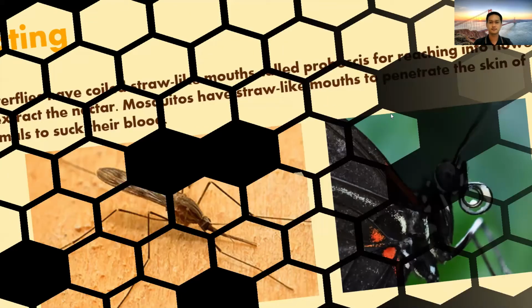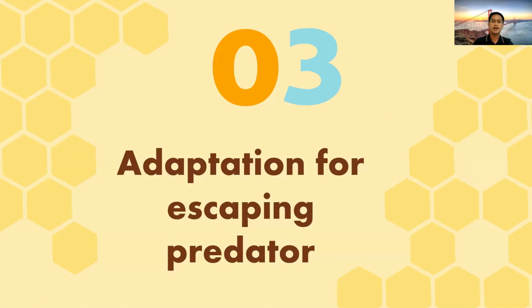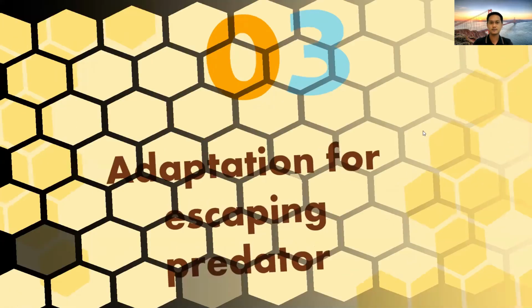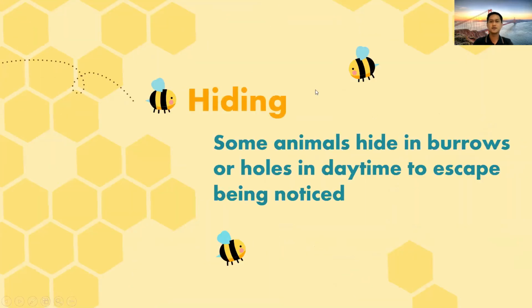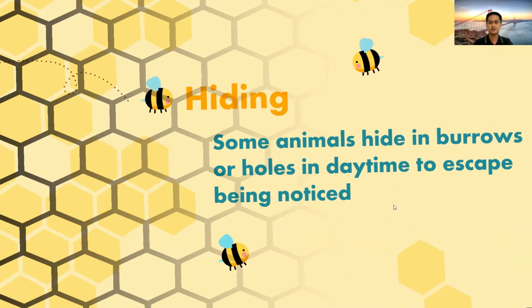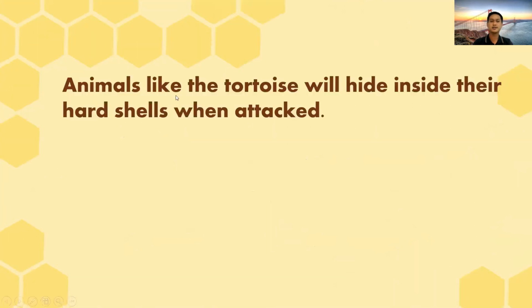Continue. So number three, the adaptation for escaping predators. First one is for hiding. Some animals hide in burrows or holes in the daytime to escape being noticed. Animals like the tortoise will hide inside their hard shells when attacked.